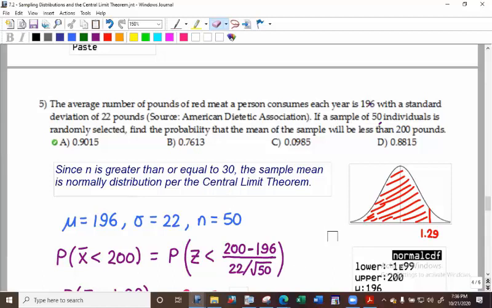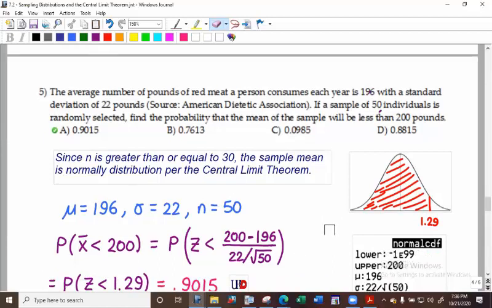All right, red meat 196, standard deviation 22, sample of 50. I do not show anything for 7. I don't know what that means.